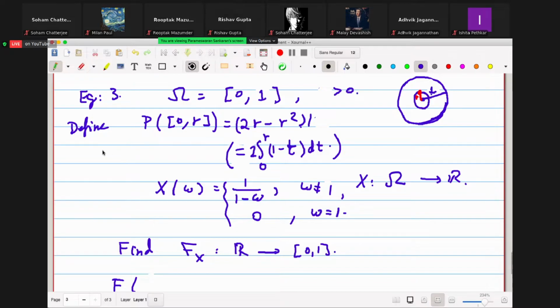And I define it only on intervals of the form 0 to r. What about when I have r1 to r2, something like this? When it is r1 to r2, I'll have 0 to r2 minus 0 to r1. And that is going to be the same thing. You compute it: 2r2 minus r2 squared minus 2r1 minus r1 squared. That will be this one. And what if it is a disjoint union, or a countable union of intervals? Well, you can just apply the axioms of probability.